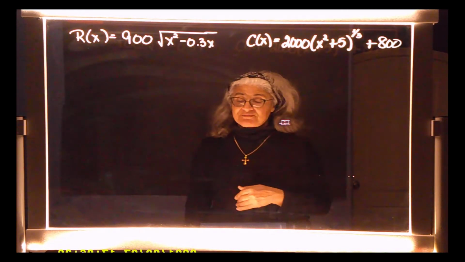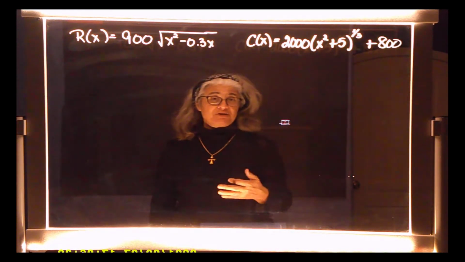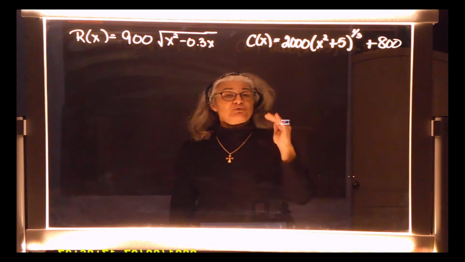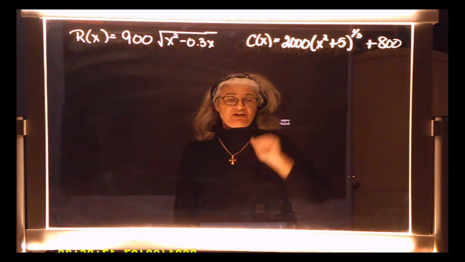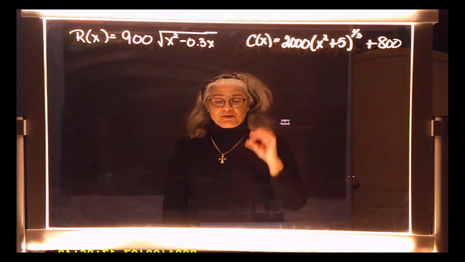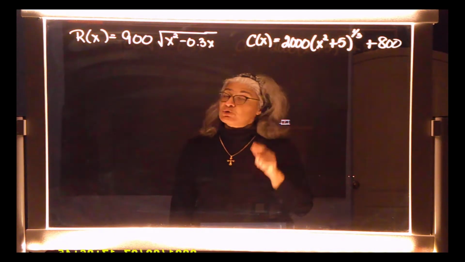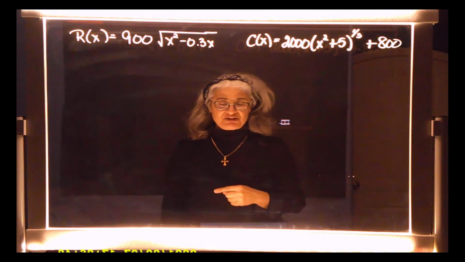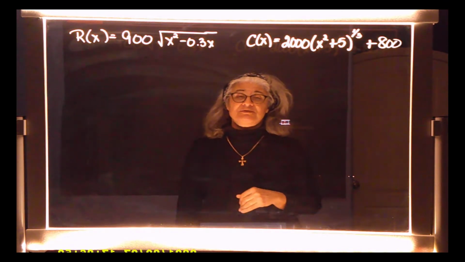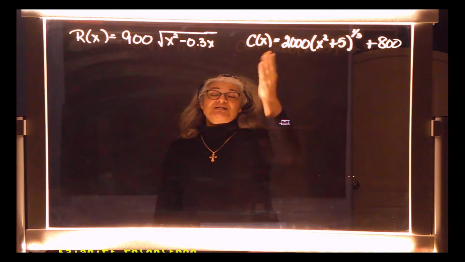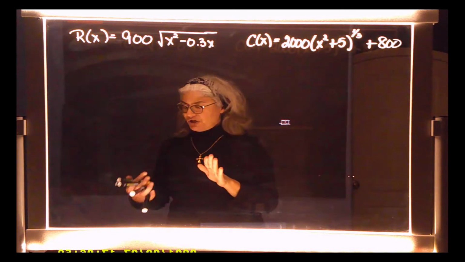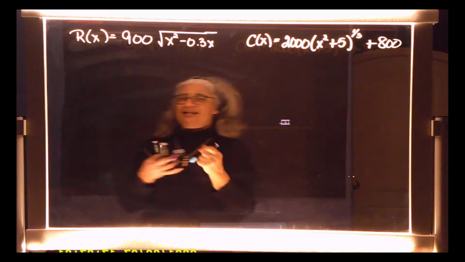Let's read it. Given a total revenue function, R of X, which looks like that, and a total cost function, given here, both in thousands of dollars, they want you to find the rate at which the total profit is changing when X items have been produced and sold. So they gave us a revenue function and a cost function, and they're talking about profit, right? Okay, so if they're talking about profit, let's get that out of the way first.